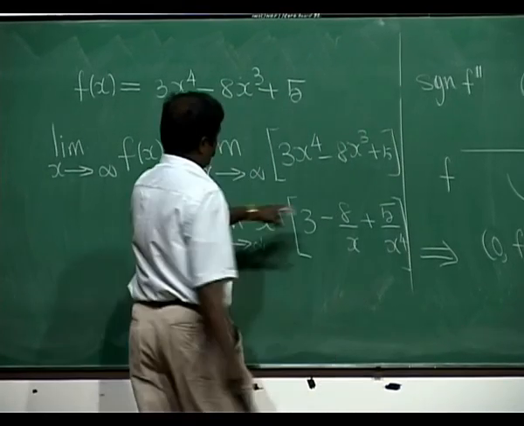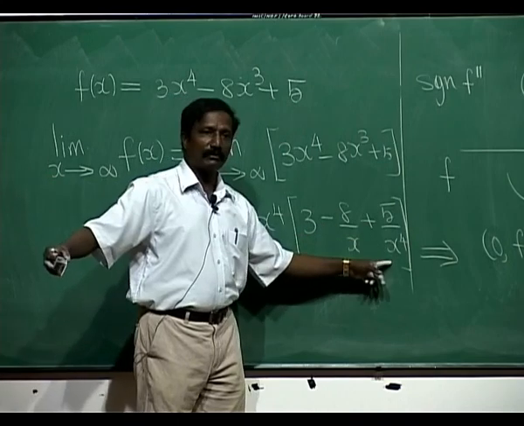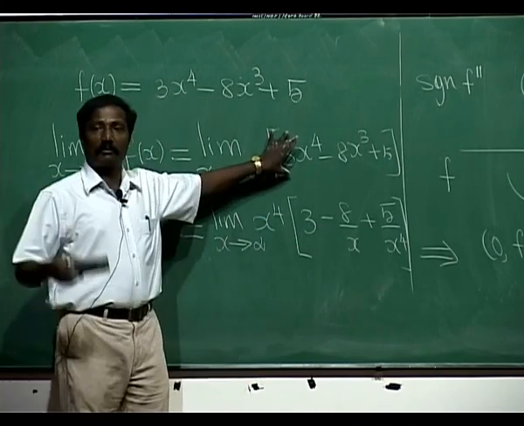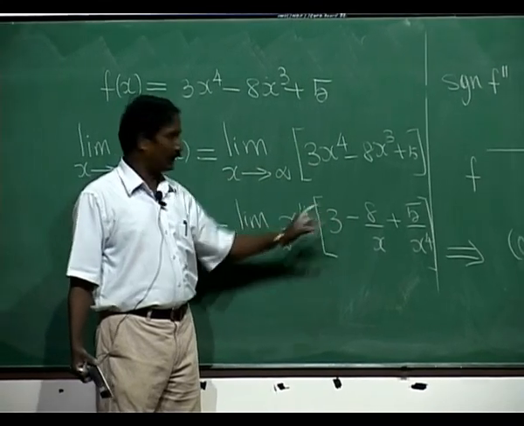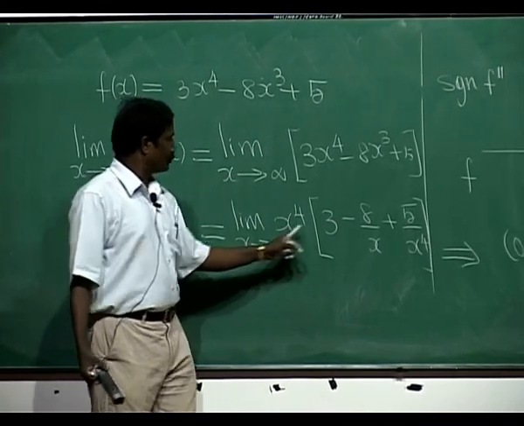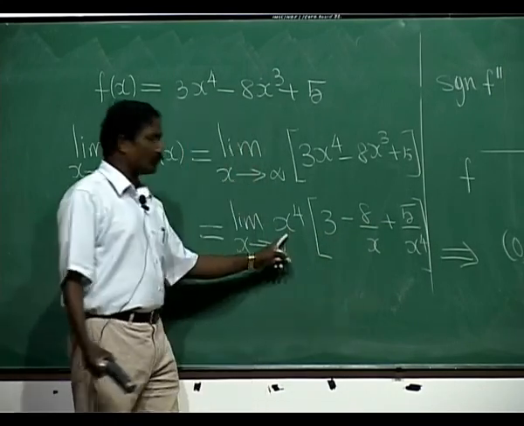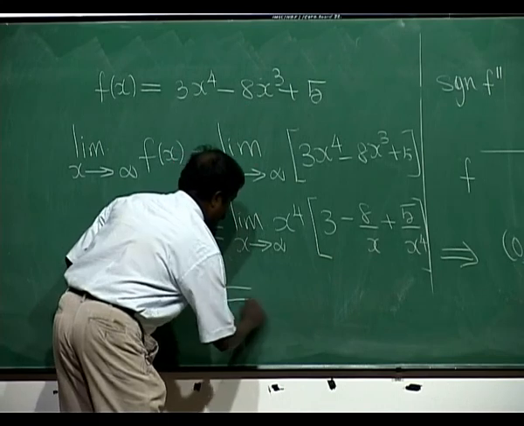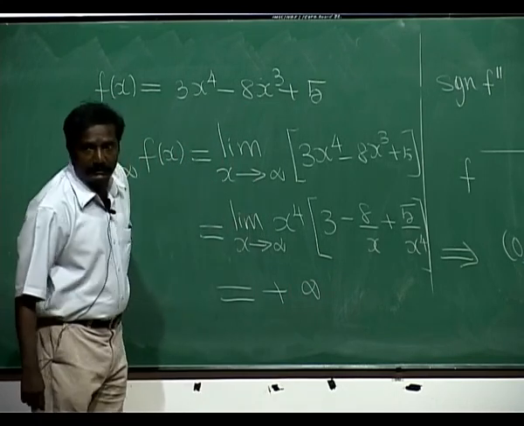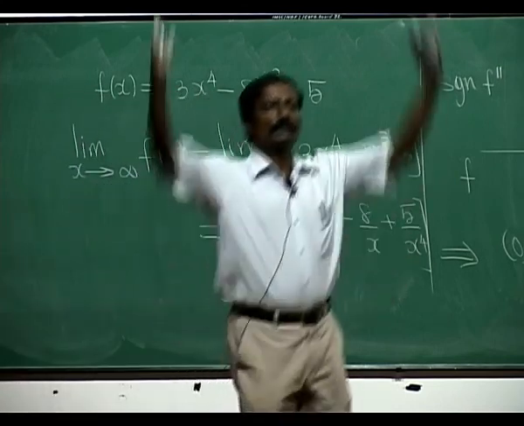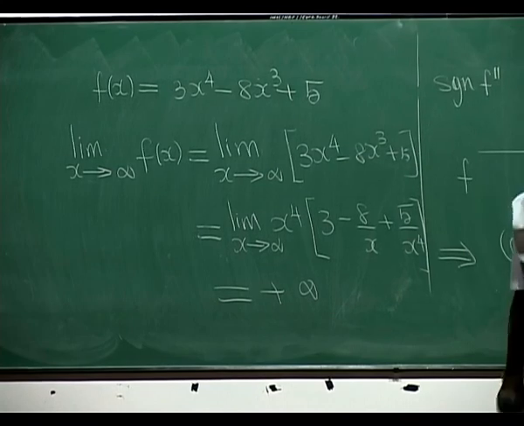Now, as x gets really large, 8 over x goes to 0, and so does 5 over x power 4. In the earlier form we are not able to decide what is happening, but in this form we are able to. And x power 4 is going to infinity. So the whole thing within the square bracket goes to 3, and this goes to infinity, so the whole thing goes to plus infinity. Similarly, you can argue for the other side. That means our graph is going to shoot up on both sides to infinity.